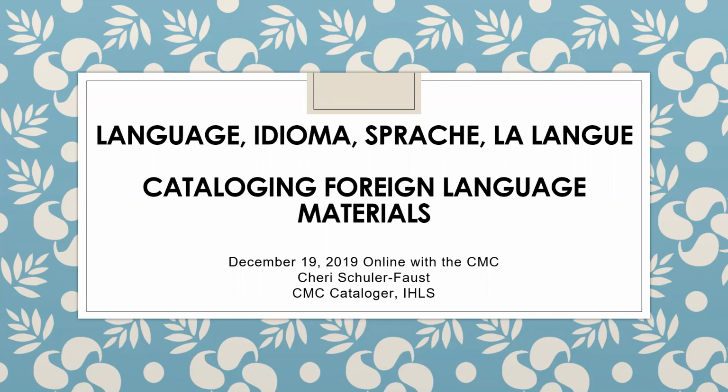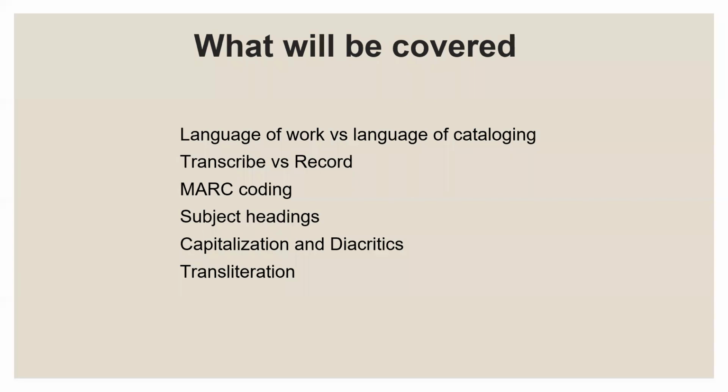Okay, hello everybody. This is Sherry Schuler-Faust, and I'm going to talk to you about cataloging foreign language materials. So in this segment of the Online with the CMC, we'll cover some of the peculiarities that exist when you catalog foreign language materials. When cataloging, some fields are transcribed from the item itself, and some fields are recorded in the record from any source based on the cataloging rules. This is particularly important in foreign language materials.